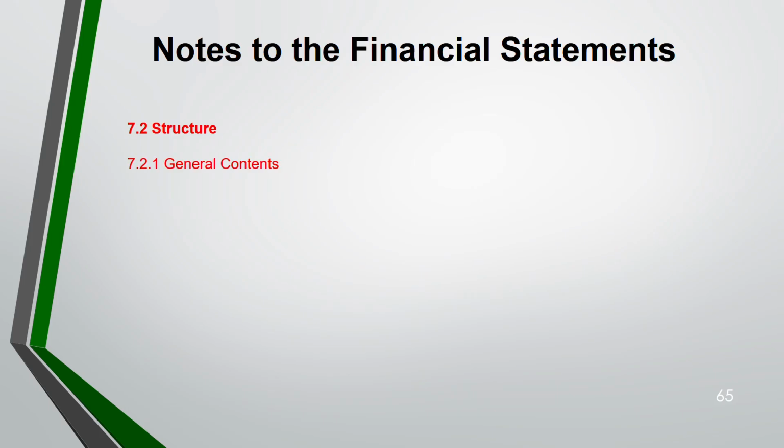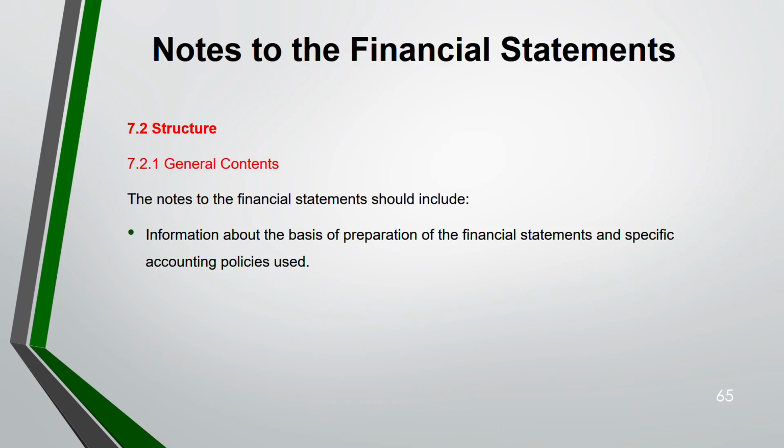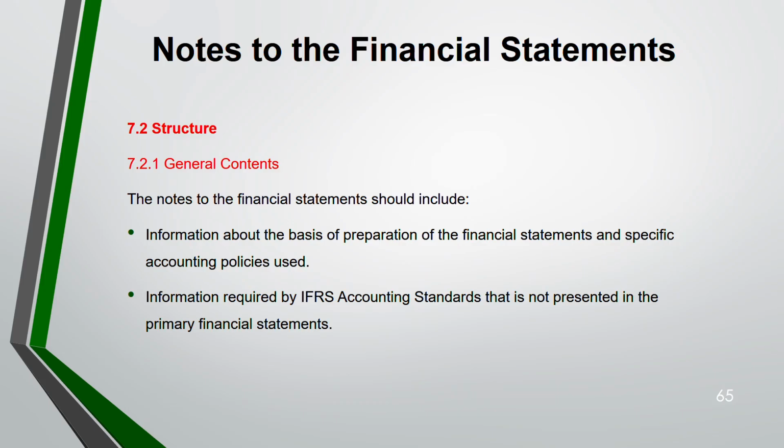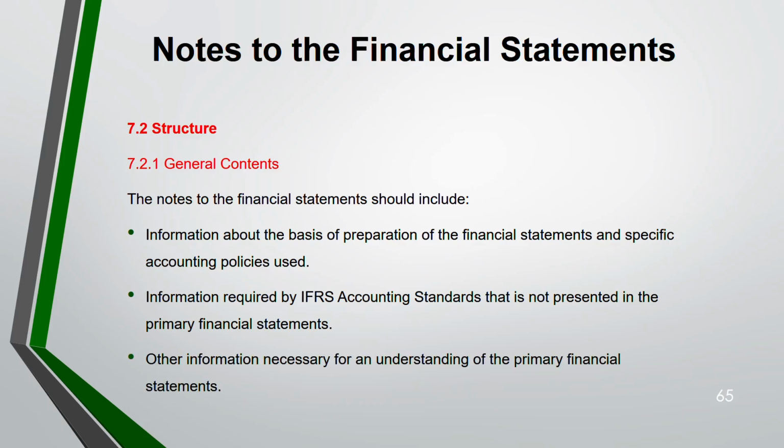Now the structure. Under structure, first the general content. The notes to the financial statement should include A. Information about the basis of preparation of financial statements and specific accounting policies used. How did you prepare the financial statements and which accounting policies did you use? That you have to write as the note. Next, B. Information required by the IFRS accounting standard that is not presented in the primary financial statements, you will write as a note. Then C. Other information that is necessary to understand the primary financial statements. It's like a complementary to your financial statements.